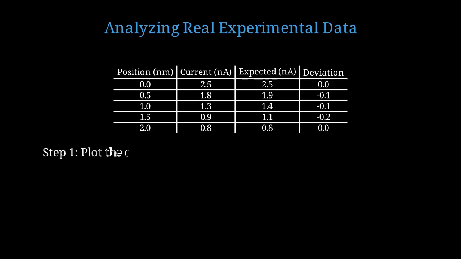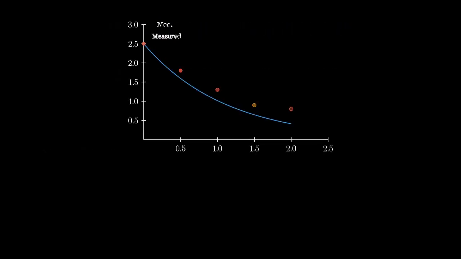The first step in analysis is to plot the data points alongside our theoretical model. This allows us to visually identify where measurements deviate from expectations. Here's our plot. The blue curve is the theoretical model. Red dots are measured values. Notice the gold dot at 1.5 nanometers deviates significantly from the curve.